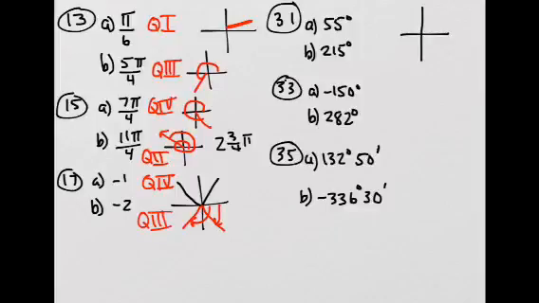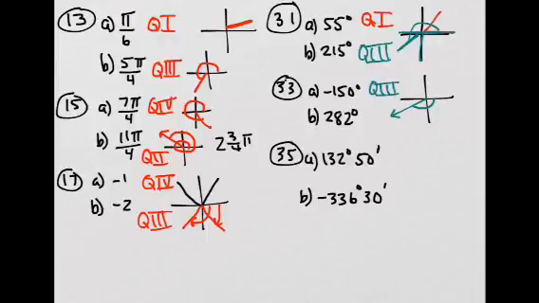Alright, so for 31A, 55 degrees is about here. So that's quadrant 1. 215 degrees, well, this would be 180 across this way, and this would be 270 right here, so 215 would be somewhere around here, this angle right here, so that's quadrant 3. Okay, -150, that's going in the clockwise direction, so here's -90, -150 about here. So that would be quadrant 3.